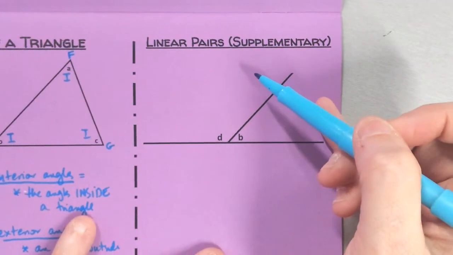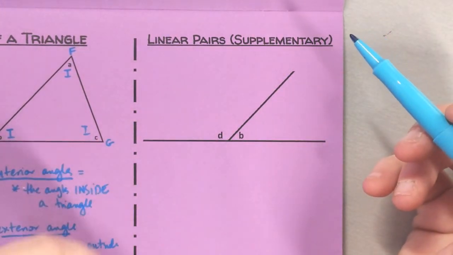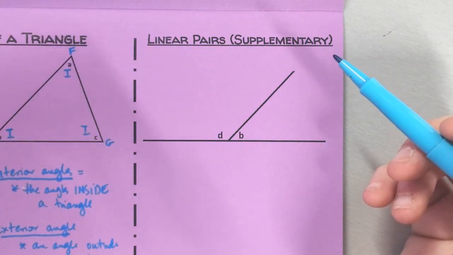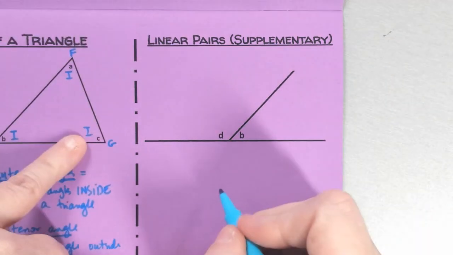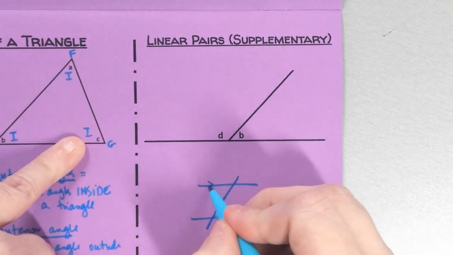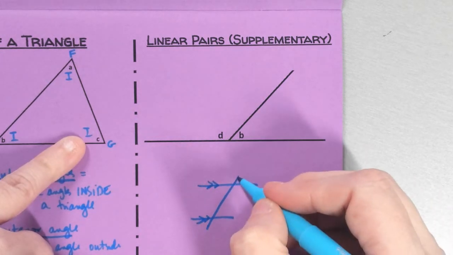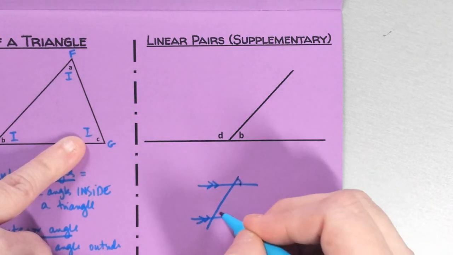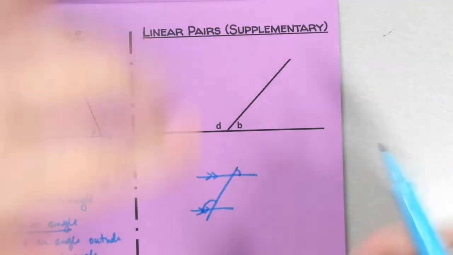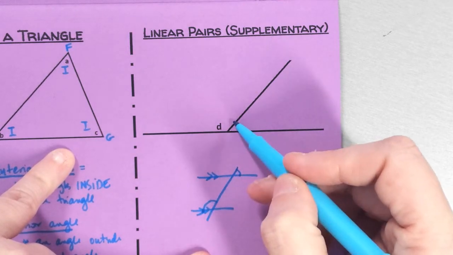Okay, the next thing I want to talk about is linear pairs. So you've heard of these as supplementary angles. Technically, any two angles that add up to 180 could be supplementary angles. So if I had, let's say, two parallel lines here. These lines are parallel, right? And this angle plus this angle, I'm just telling you now, we'll talk about this more, these two angles add up to 180. So they're supplementary, but they're not a linear pair.